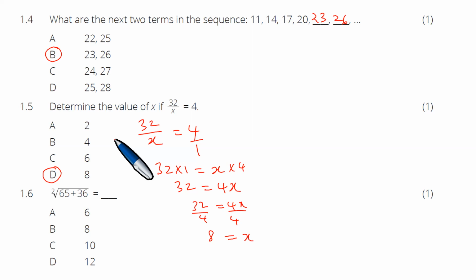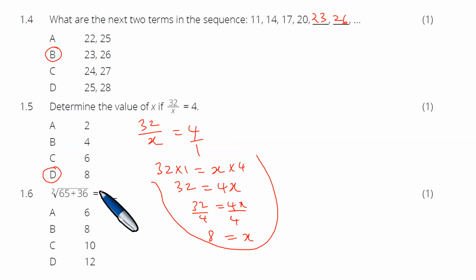Okay. What do you think the answer is? 6. I think the answer is 6. Okay. Use a calculator. Never mind. Right. So at this point, then you have this is called the radical sign. It's called the radical sign, or it's also called the square root.